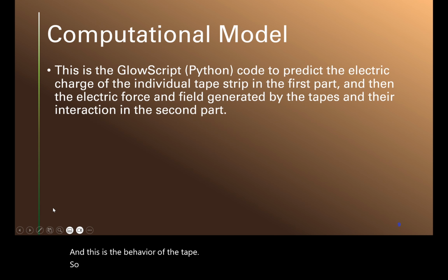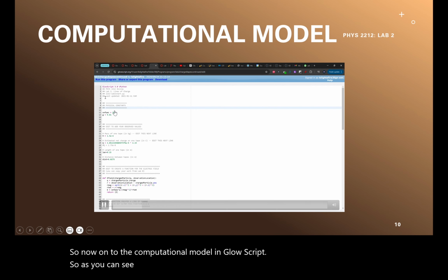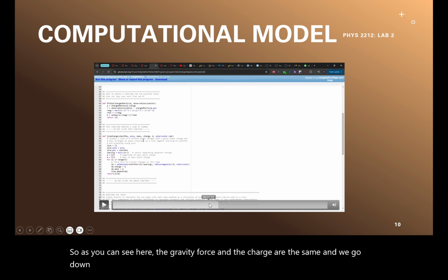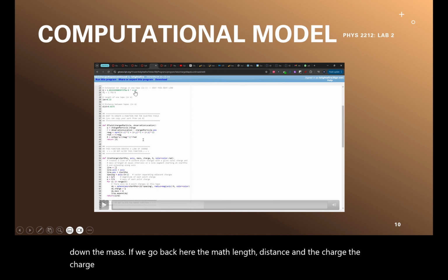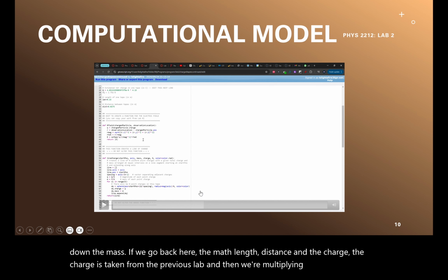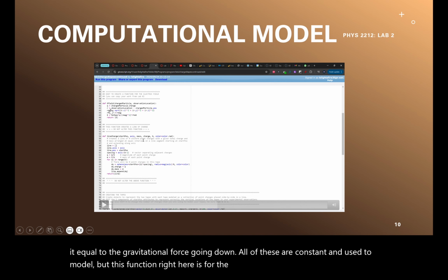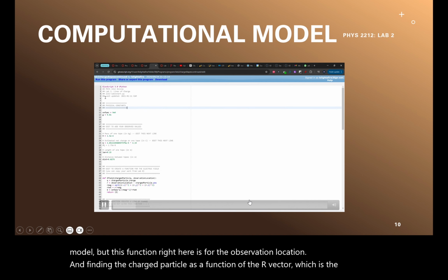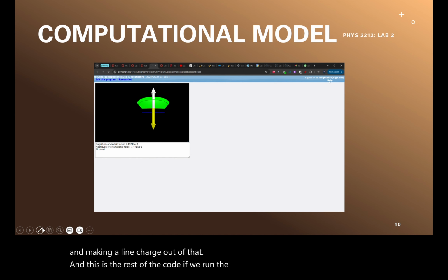So now onto the computational model in GlowScript. As you can see here, the gravity force and the charge are the same, and we go down to the mass, length, distance, and the charge. The charge is taken from the previous lab, and then we're multiplying by a factor to make it equal to the gravitational force. Going down, all of these are constants used to model, but this function right here is for the observation location and finding the charged particle as a function of the r vector, which is the distance, and making a line charge out of that. And this is the rest of the code. If we run the program, these are the results that we get.